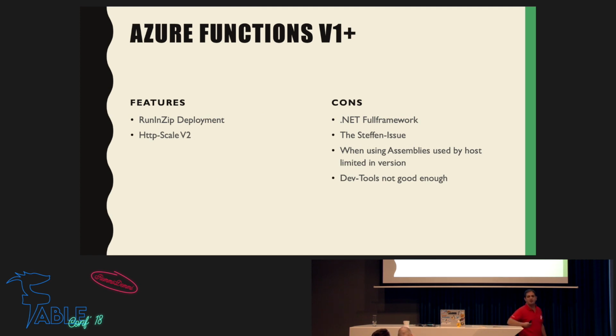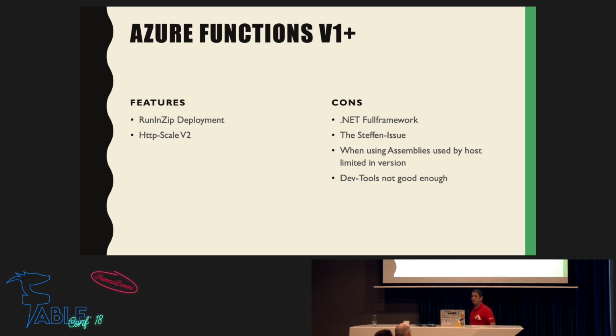Has anyone heard about run in zip deployment on Azure Functions and tried it? Okay. So instead of posting all your files into functions, you put them all into a zip file, upload your zip file to a blob storage, and then tell functions to use that zip file. They're not going to extract the zip file, they're going to mount it. So it's going to be mounted and run out of the zip, right?